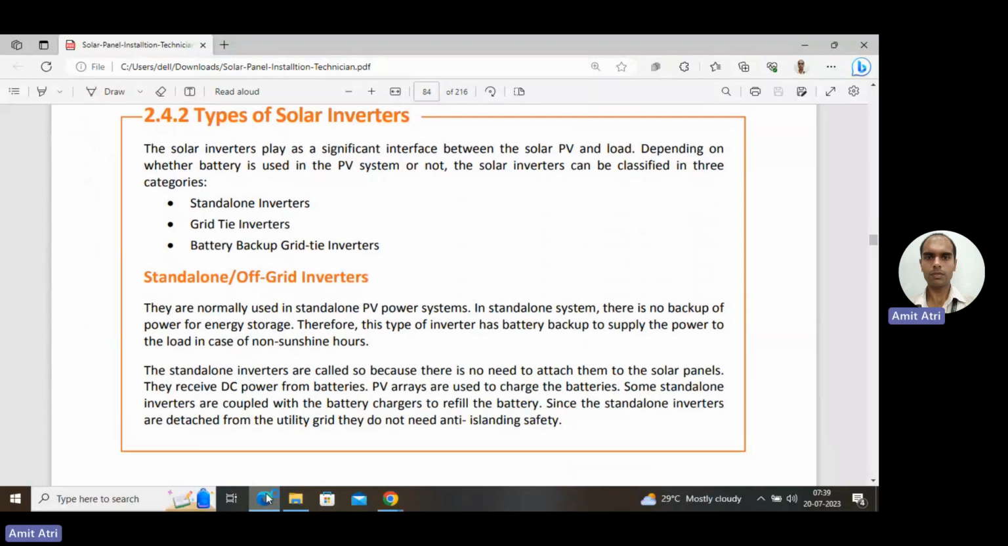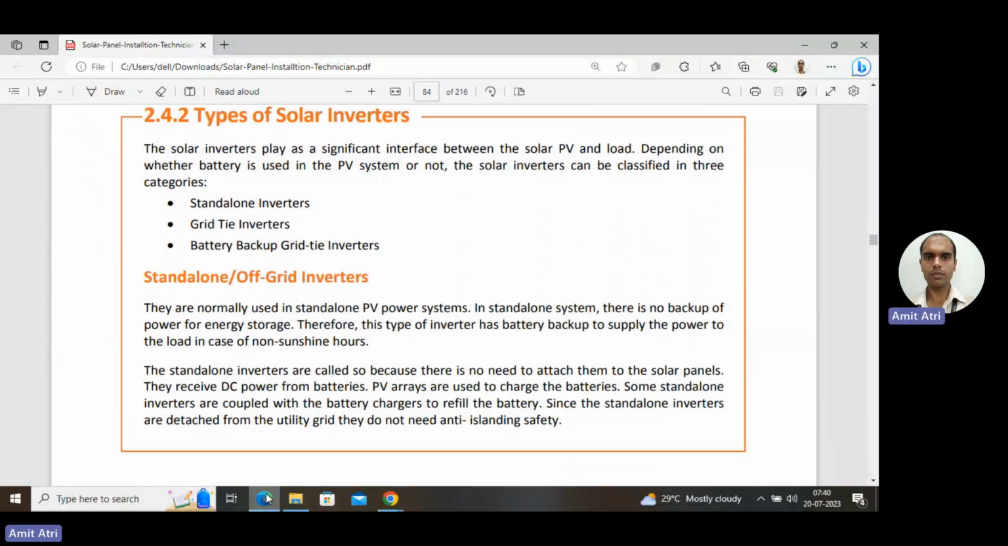Standalone inverters are called standalone because there is no need to attach them directly to the solar panels. They are not connected to the solar panel, they are receiving electricity from the battery. So PV arrays are used to charge the battery, and from the battery, the electricity comes through the inverter and goes to the load. Some standalone inverters are coupled with battery chargers to refill the battery, meaning charging as well. So they can perform both tasks.